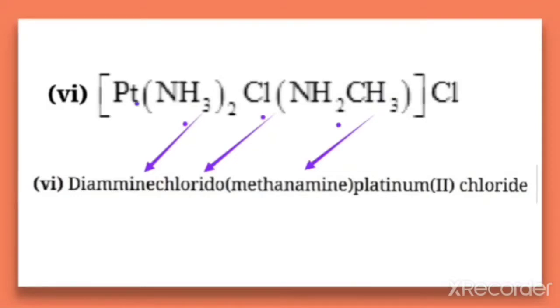And then afterwards we have to name the central metal, that is platinum. It is a positive, that is a cationic complex, therefore the name of the central metal should be written as it is. Then oxidation state in the bracket, and this ends with the chloride. The name of counter ion is chloride. So that is the name for this compound.